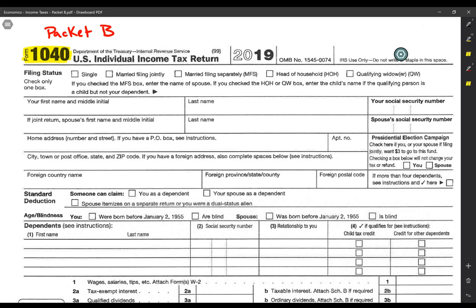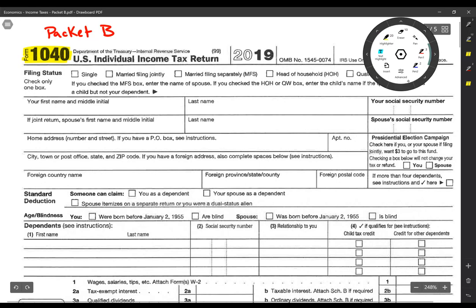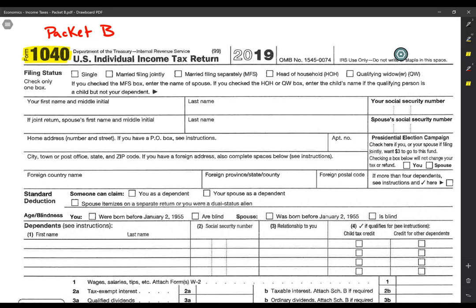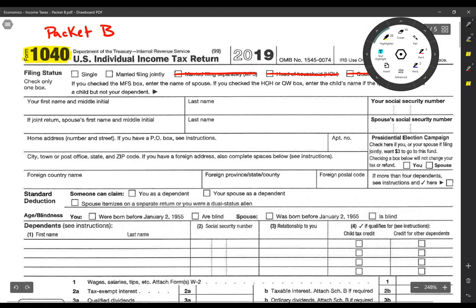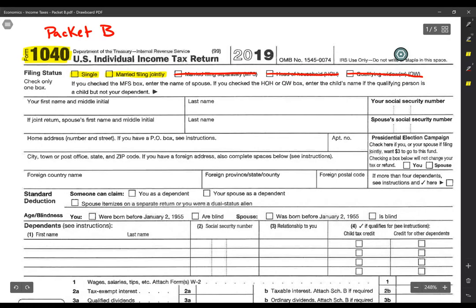Single, married filing jointly, married filing separately, head of household, and qualifying widower or widow. For the purposes of our class, there are only two that you need to focus on: single and married filing jointly. Married filing separately, we're not going to focus. Head of household and qualifying widow: no, no, and no. So only these two. And depending on what scenario I give you, you're going to check one of these boxes. Don't forget to check that box.